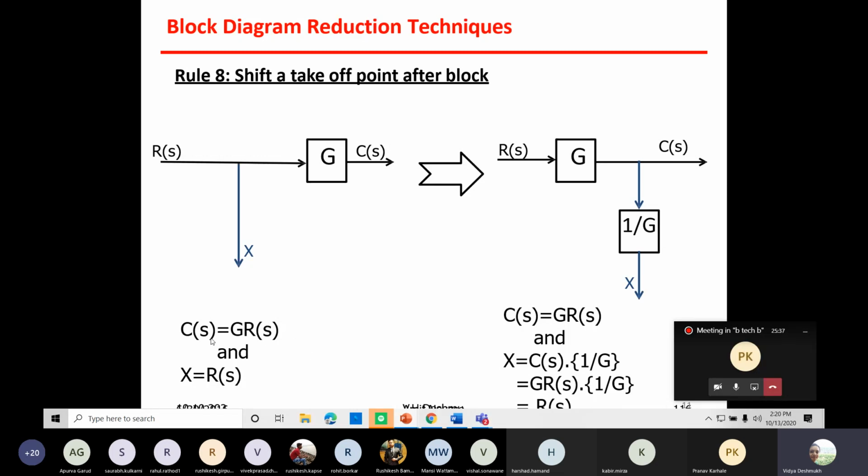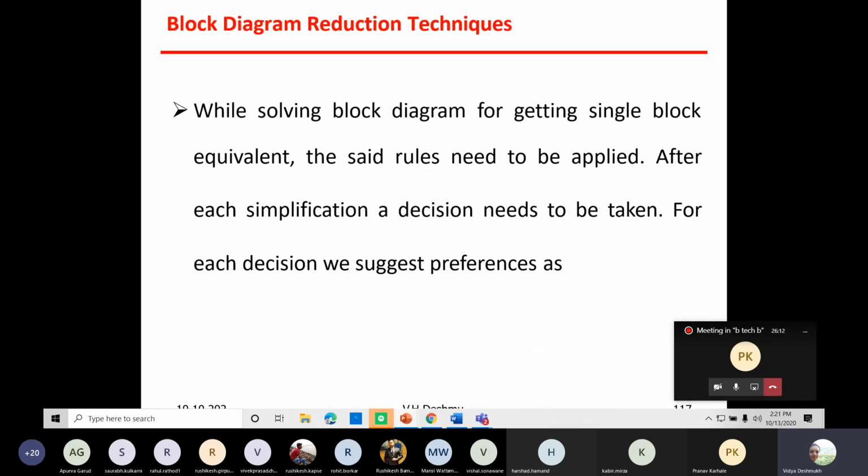The proof is written here. C of S is equal to G into R of S, and X is equal to R of S. After shifting this point, C of S is equal to G into R of S, and X is equal to R of S into G multiplied by 1 by G. So this G and G cancel and we get the output R of S here.